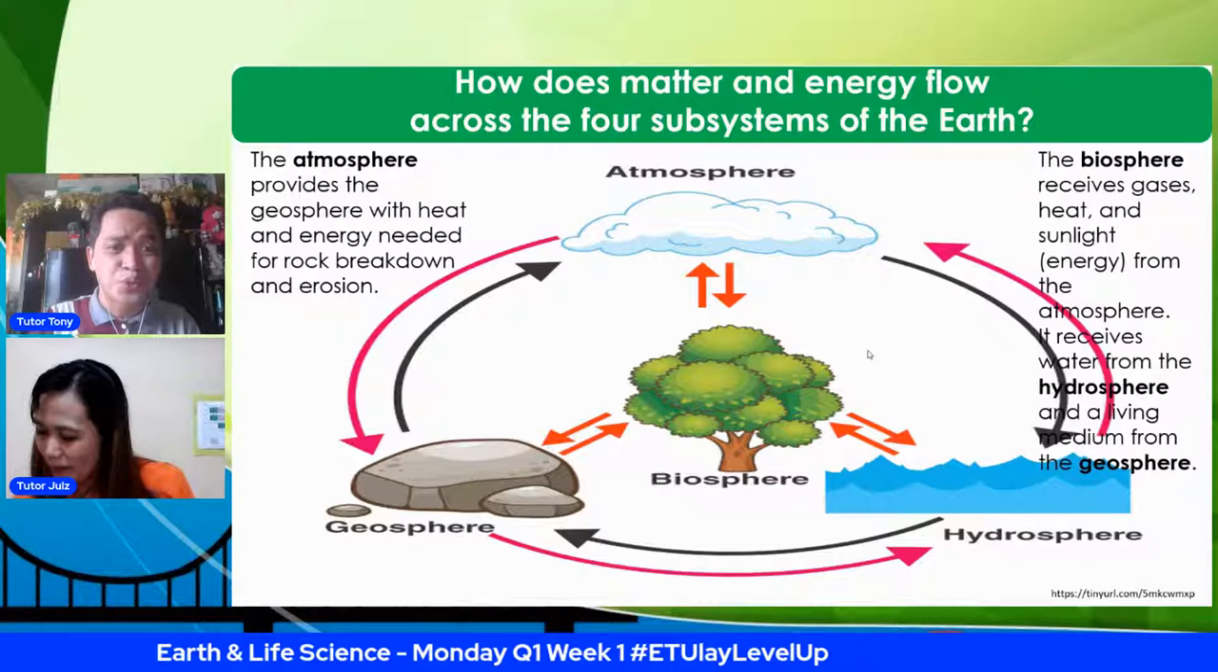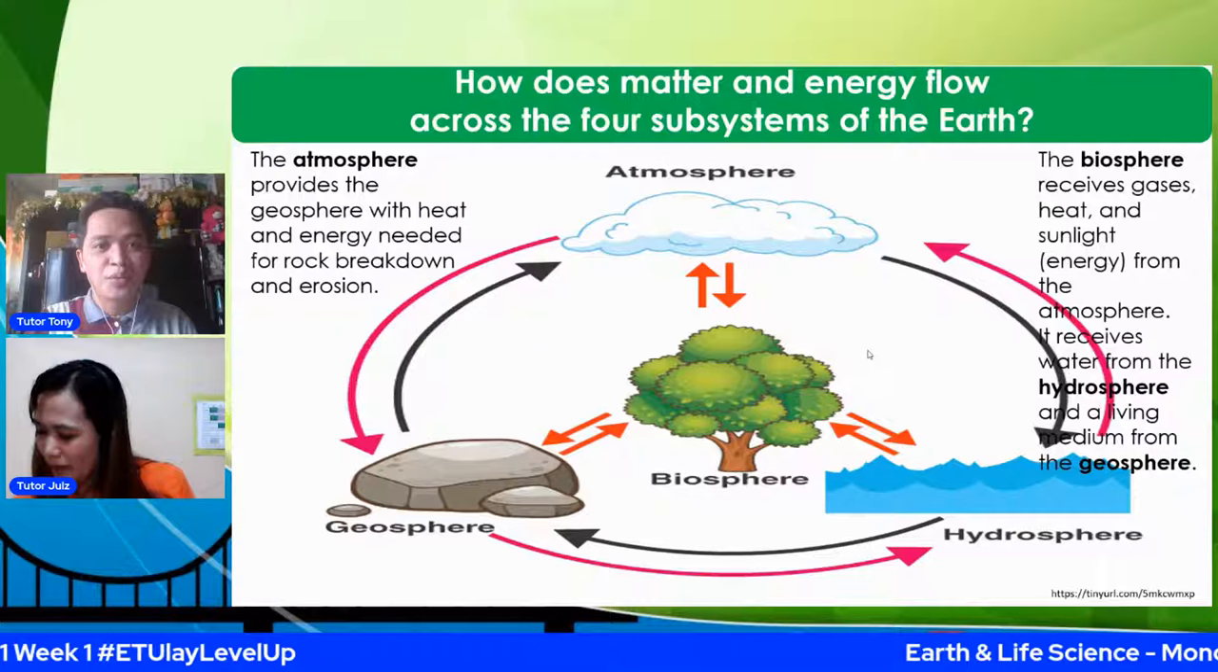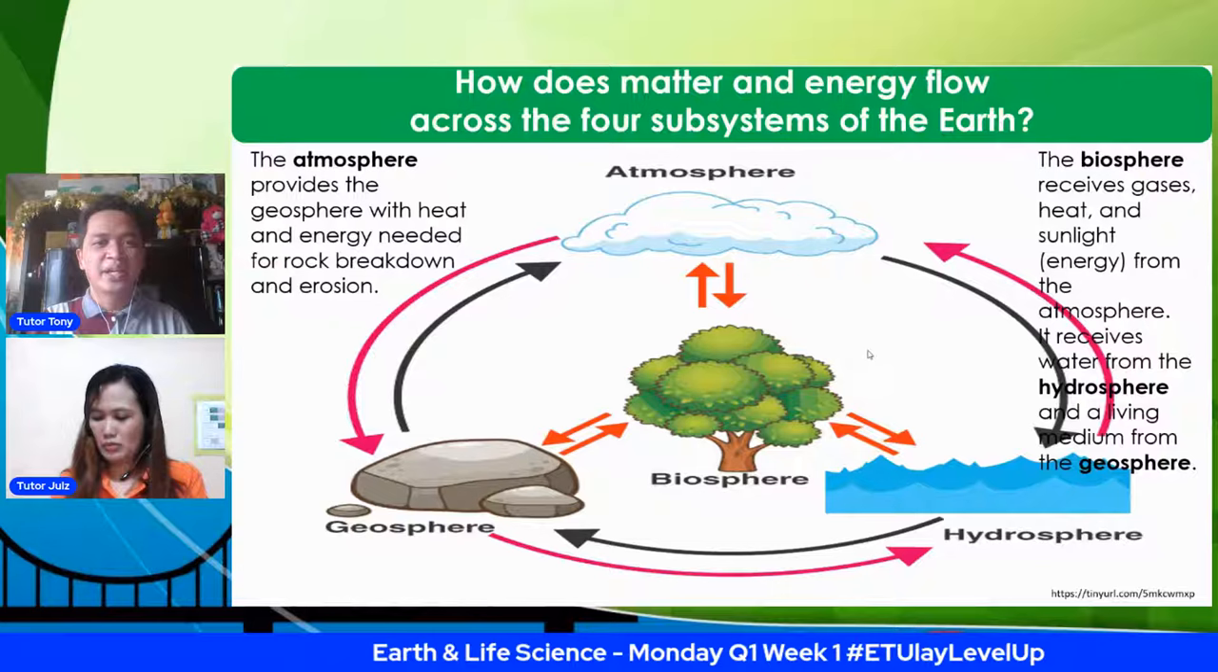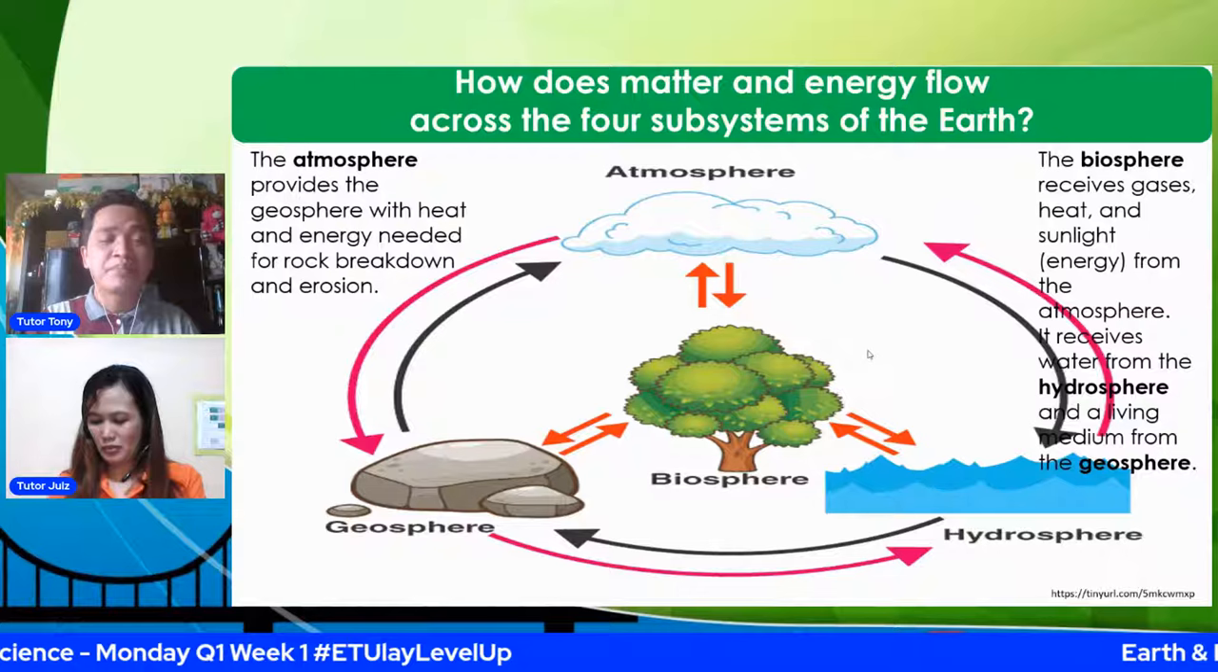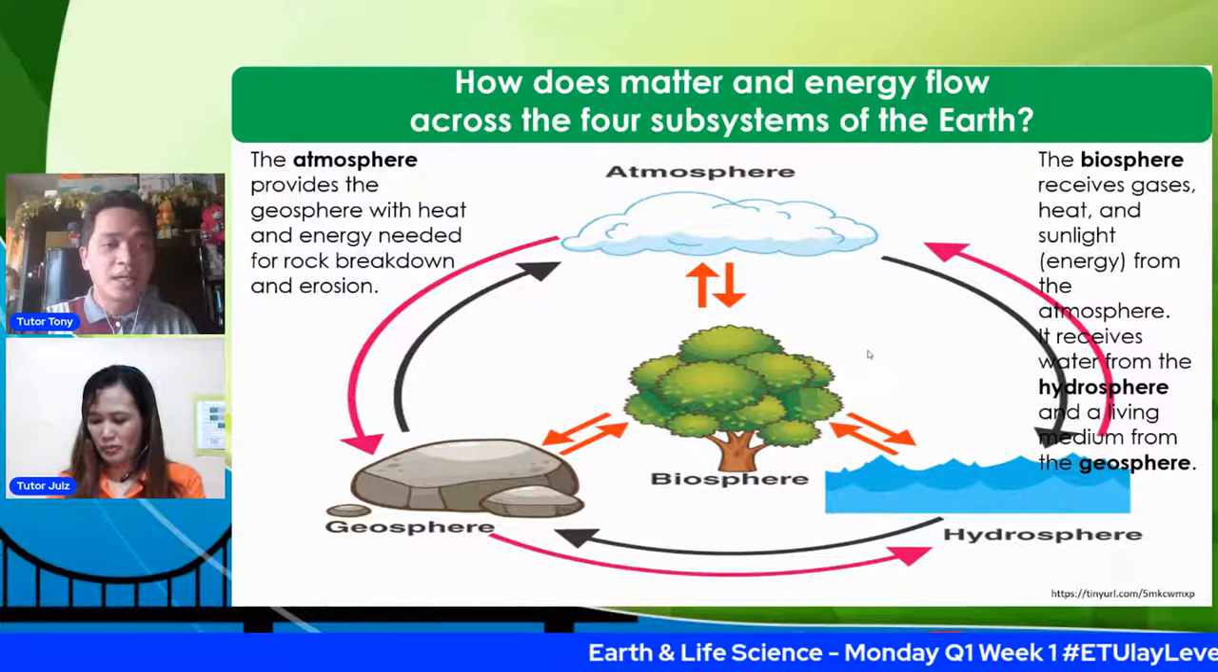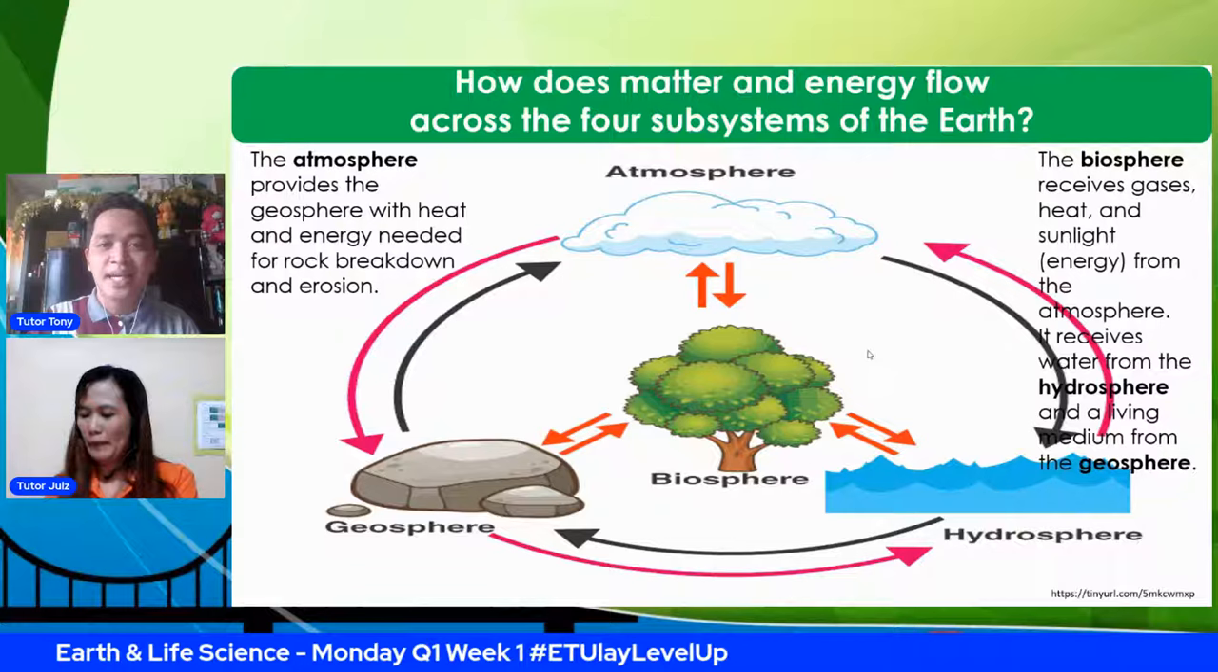Right, so this diagram shows how matter and energy flows, of course, across the four subsystems of the Earth. Yung energy na nanggagaling sa ating main source, which is the sun, is being converted into different forms and being utilized by different living organisms as well as the non-living factors na nasa environment. So very important ang interactions na ito. All right?